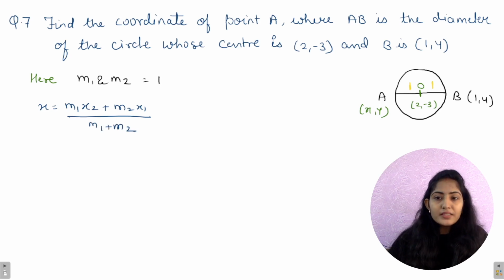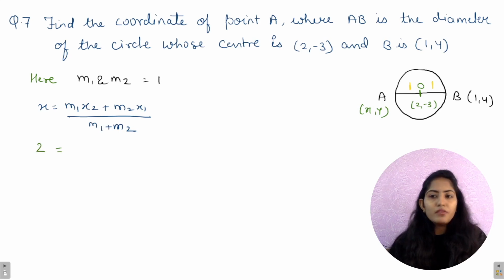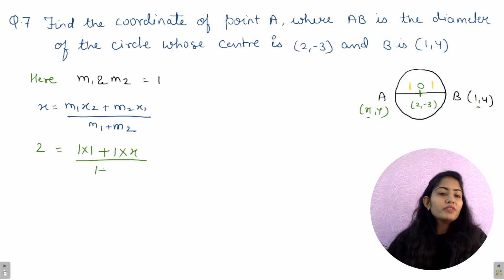So let's do it. Here x is 2, m1 is 1, and x2 is 1. So 1 into x2, plus m2 is 1, and x1 is x upon m1 plus 1, 2. So when we solve it, it is 4 and 1 plus x, so x is equal to 3.